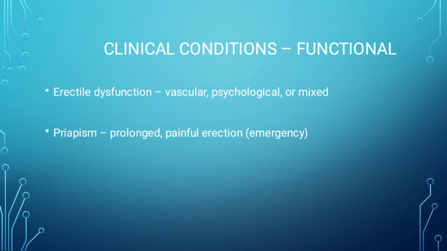Second, functional clinical conditions, which include erectile dysfunction, which can be of various causes like vascular, psychological, or mixed causes. And the next one is priapism, which is a prolonged painful erection not related to sexual activity and lasting more than 4 hours. It is a medical emergency because it can cause permanent damage to the penile tissue.